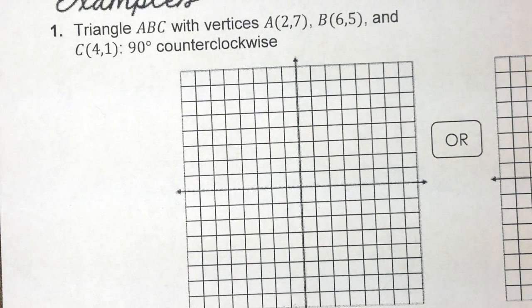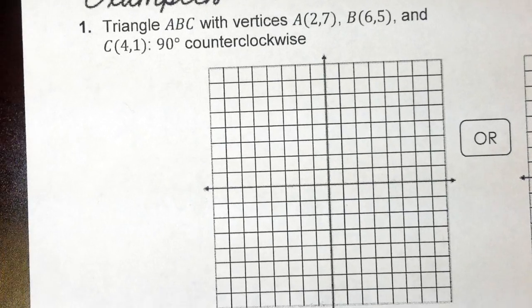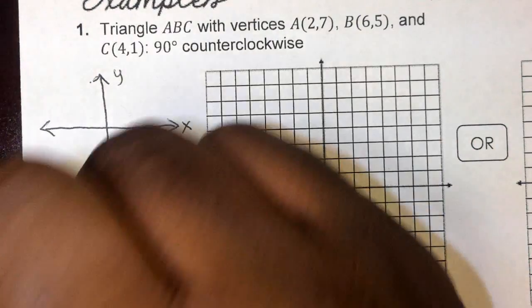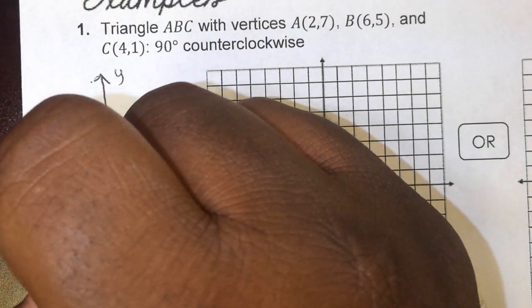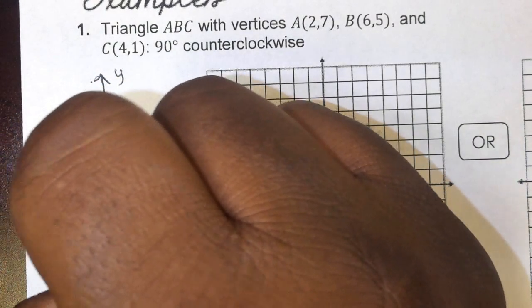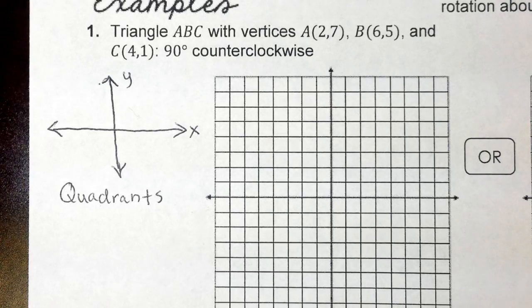Triangle ABC with vertices. Oh, I don't want to read that yet. Let's go ahead to the side. I'm going to draw a little X and Y coordinate out here to the side because I want to do some labeling, just as a reminder for y'all. Y-axis, X-axis. Let's talk about quadrants. Make sure y'all understand. DJ, you've got top left, top right, bottom left, bottom right.